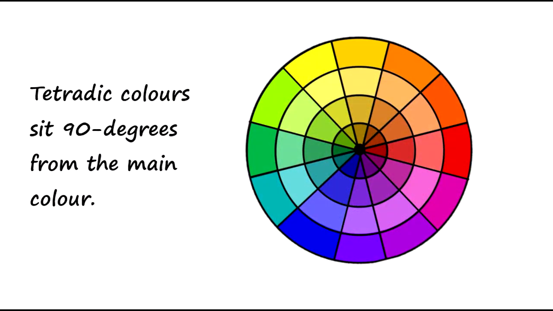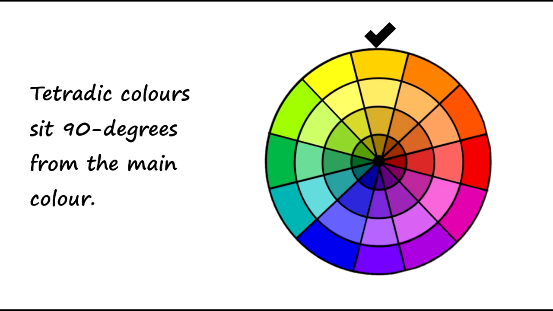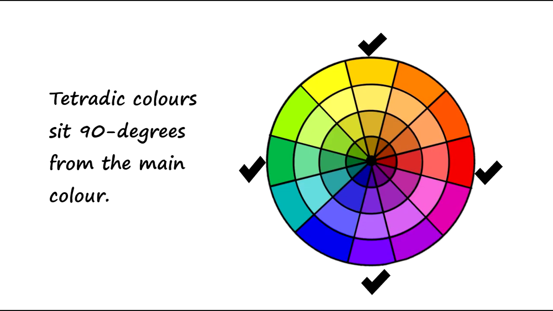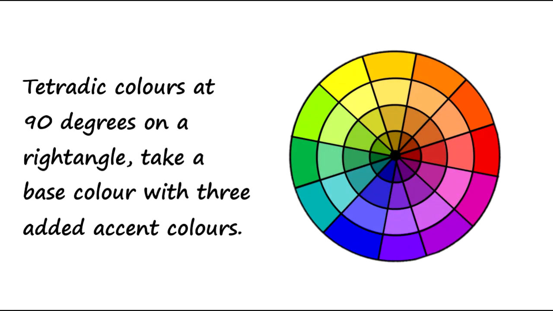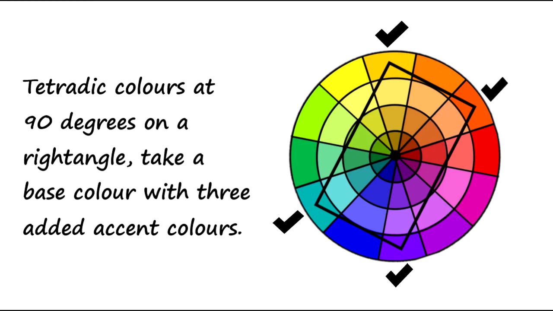The tetradic colours, red and green, sit 90 degrees from my base colour, yellow-orange, but are again too harsh for a contrast. Tetradic colours can sit at 90 degrees between a base colour and its complementary opposite. However, true tetradic colours form right angles of 90 degrees on a rectangle, with colours separated by one, with one dominant colour and 3 accents.